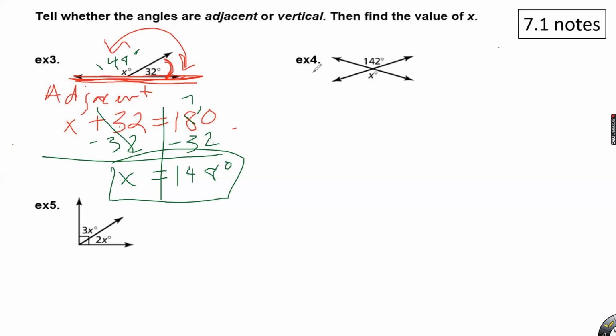For number 4, we have to remember what we talked about with the vertical angles. So this is going to be a vertical angle, vertical, because there's two lines and they form an intersection. At the beginning of this lesson, I told you something special about those vertical angles. See if you can figure out what x is from what I said earlier.